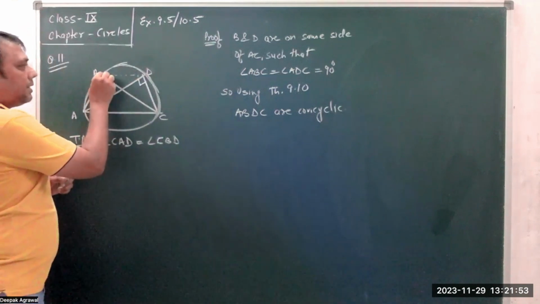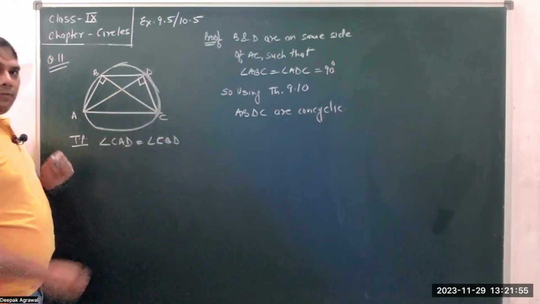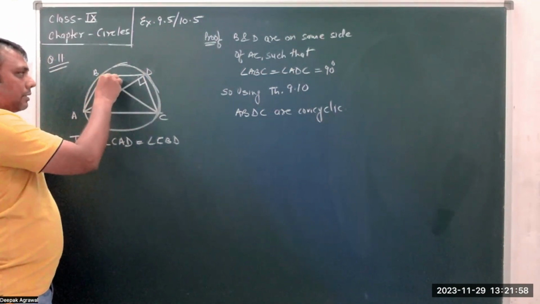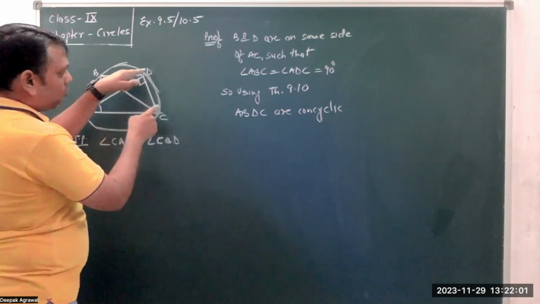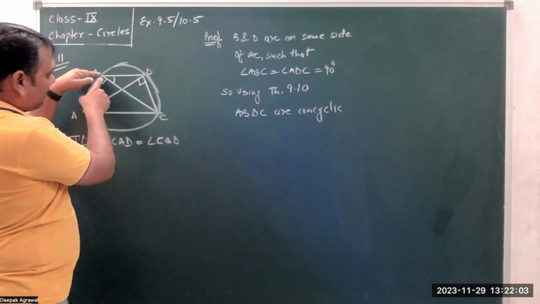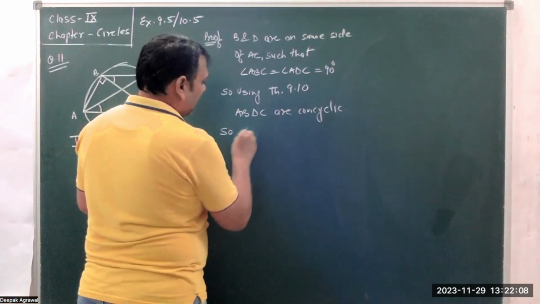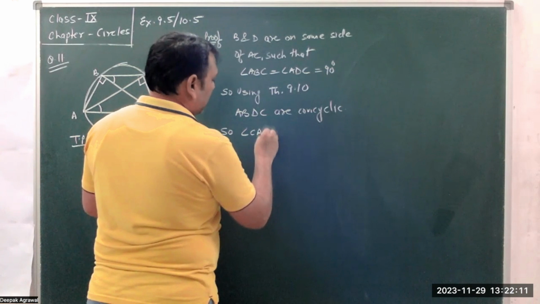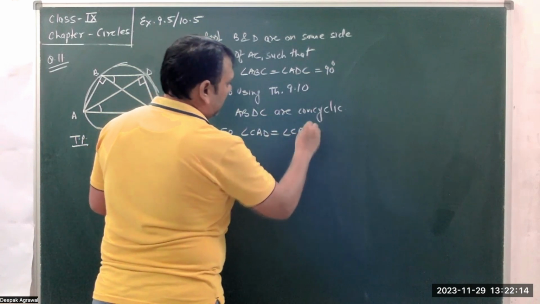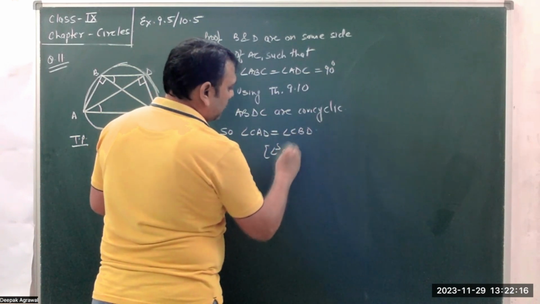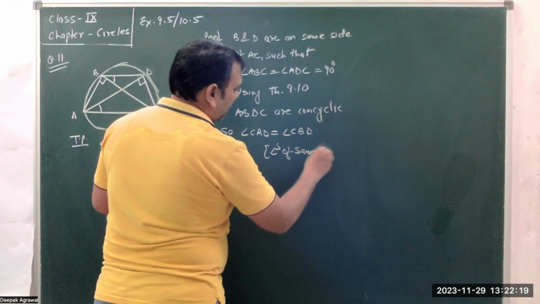Now I am joining BD. If I look carefully at these two angles, if I extend the arms of these two angles, I am landing at CD. And if I'm extending the arms of these two angles, again, I'm landing at CD. So angle CAD is equal to angle CBD by the property, angles of the same segment.